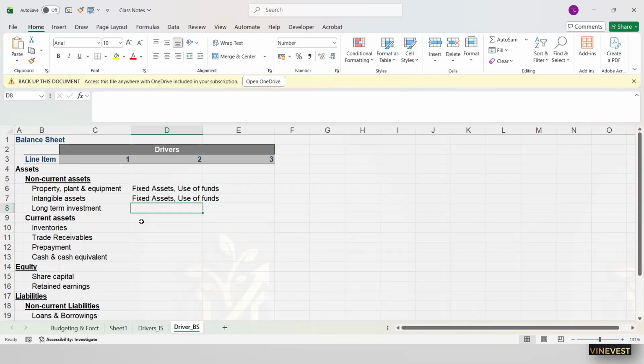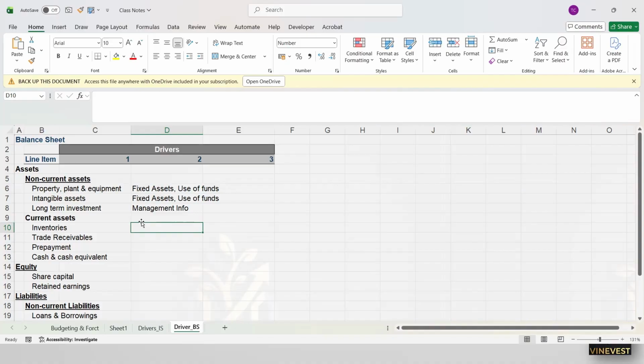So for our long-term investments, we actually know this from maybe the management information. Management, we want to decide, okay, what are we investing in the long term, right? So the company management or the board will decide long-term investments, right?